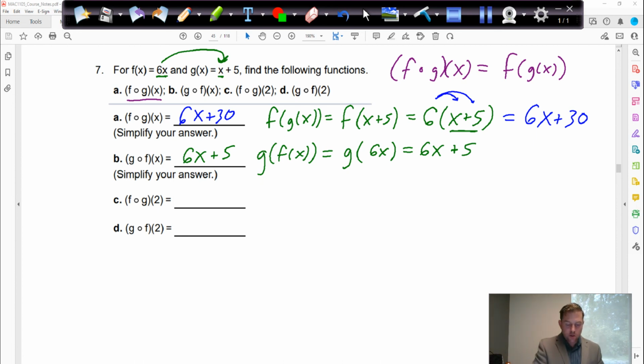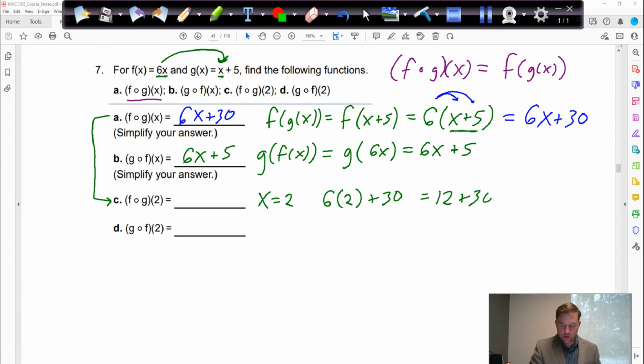Okay, now they're saying let x equal 2. And we can use these answers we got. So f of g is right here. It's 6x plus 30. But now we're going to replace that x with x equal to 2. So it's 6 times 2, plus 30. So it's 12 plus 30, or 42.